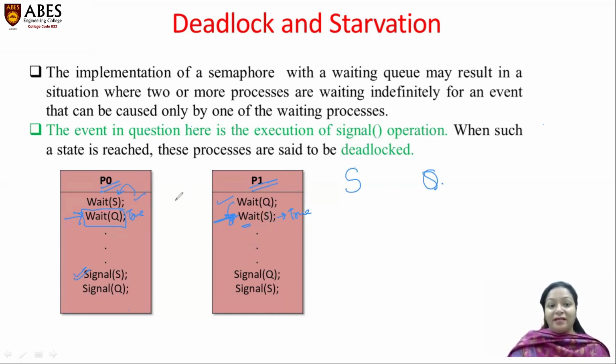So in this way, we can say that this situation leads to deadlock because neither of these two processes is able to progress and access the other semaphore that they require. So this situation is called as deadlock and starvation, means it may be possible that these two processes can lead to indefinite waiting for the Q as well as the S semaphore that they need. So this is called as deadlock and starvation.